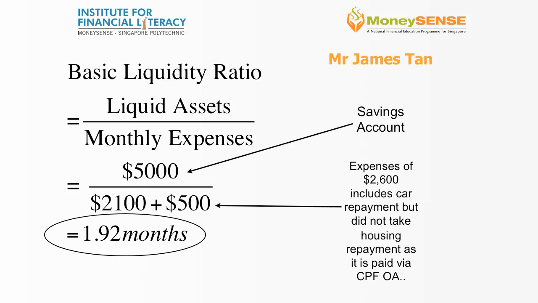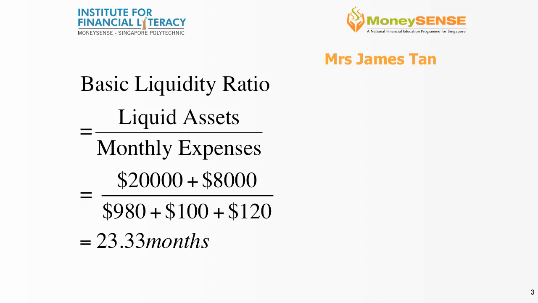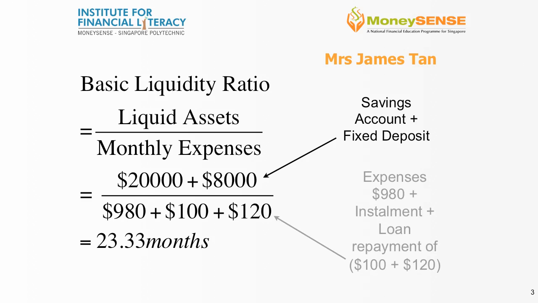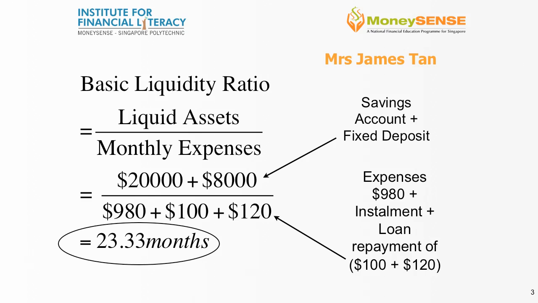Basic liquidity ratio for Mrs. James Tan. Mrs. James Tan has liquid assets of $28,000. This is made up of $20,000 from her savings account and $8,000 from her fixed deposit account. She spends $980 plus paying $100 on loan repayment for a TV installment purchase and $120 for her monthly renovation loan repayment. Her total monthly expense turns out to be $1,200. Her liquidity ratio works out to be 23.33 months.